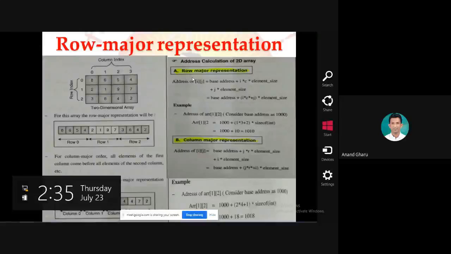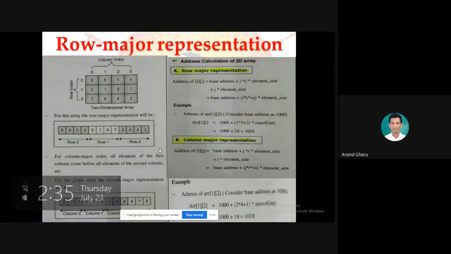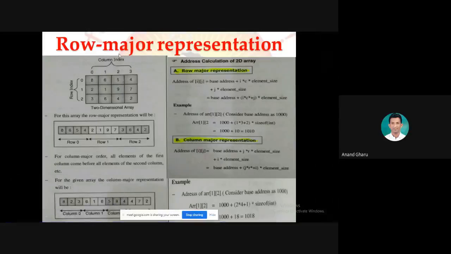two-dimensional address calculation. यालाच address calculation सुद्धा म्हणतात. याला रो मेजर रिप्रेझेंटेशन पण म्हणतात आणि याला 2D address calculation सुद्धा म्हणतात.